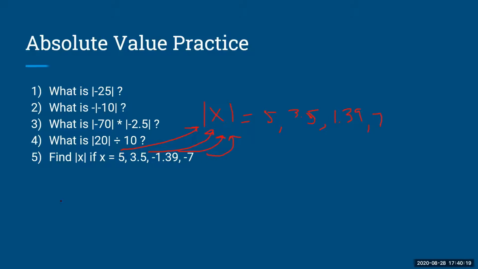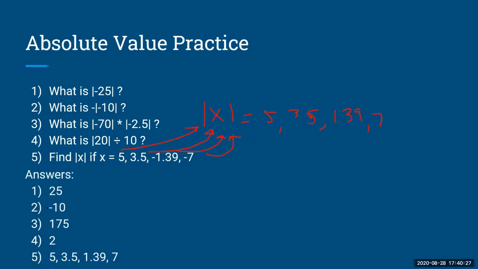All right, let's move on. So here are the answers. Notice how this is -10 because the negative is on the outside of the absolute value. So this technically means -1 times 10, because the absolute value of -10 is just 10. -1 times 10 is -10. That's the formal definition of what the negative means.